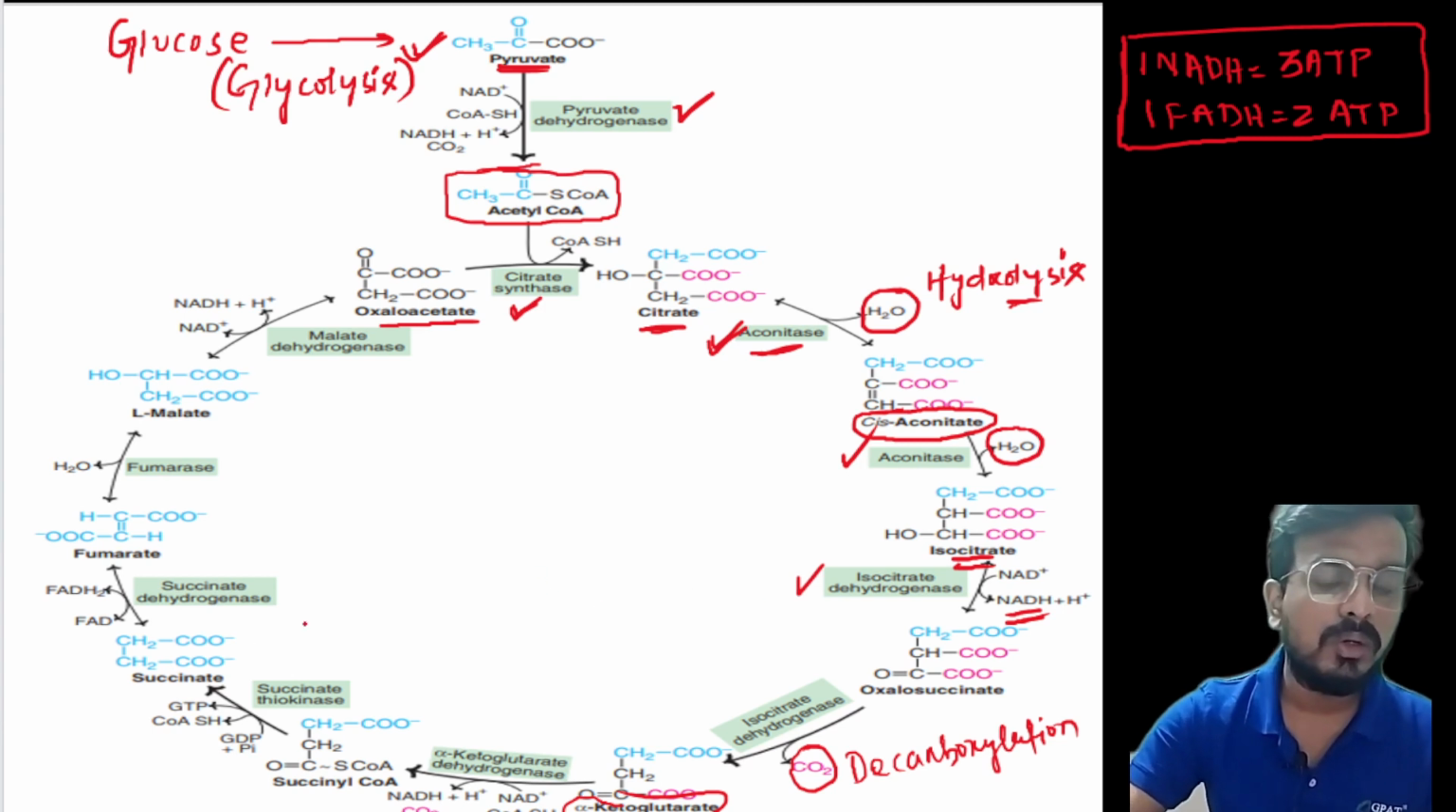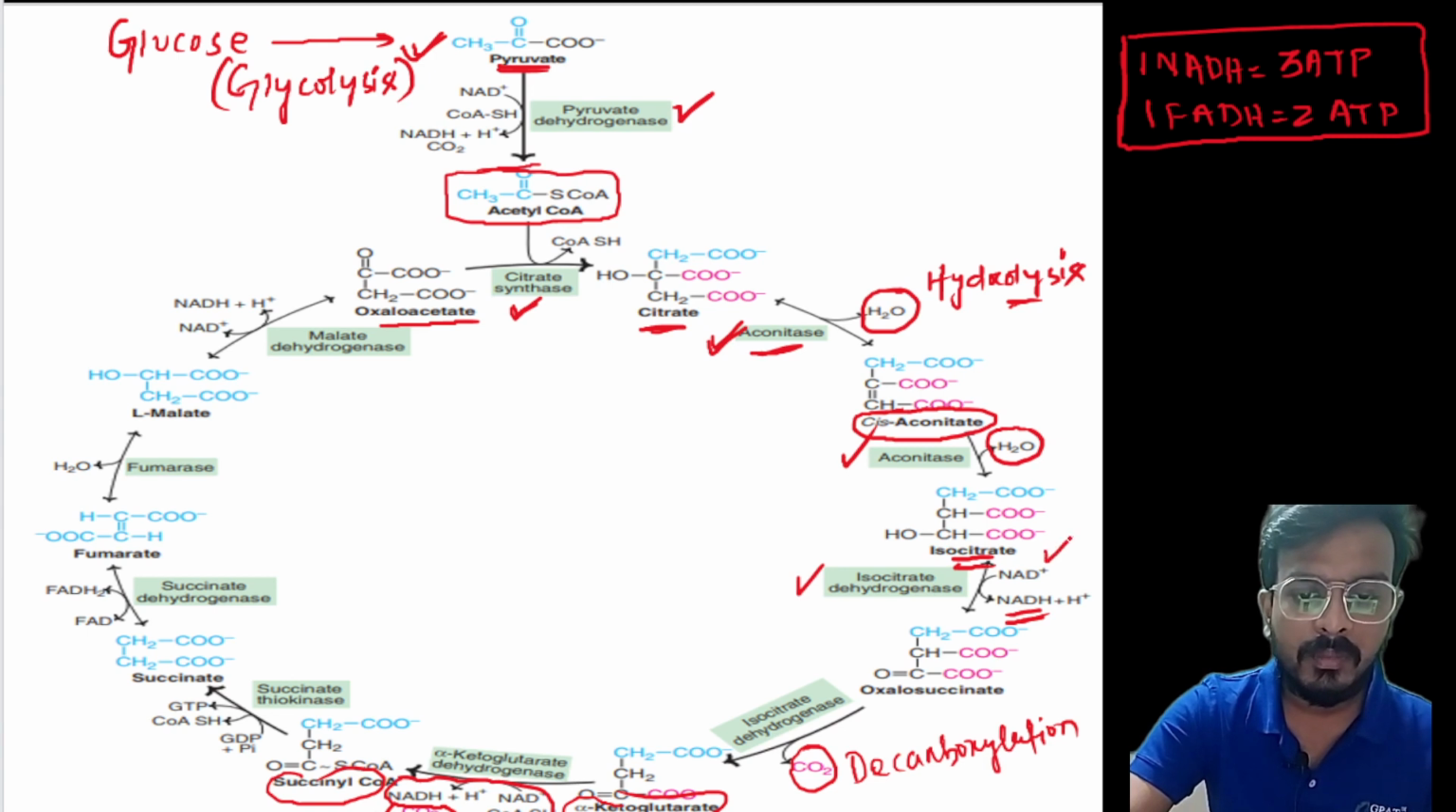Again, alpha ketoglutarate is converted to succinyl coenzyme A. Here also carbon dioxide is released. Along with that, there is a release of energy: 2 NADH. So 1 NADH is here, another NADH is here.